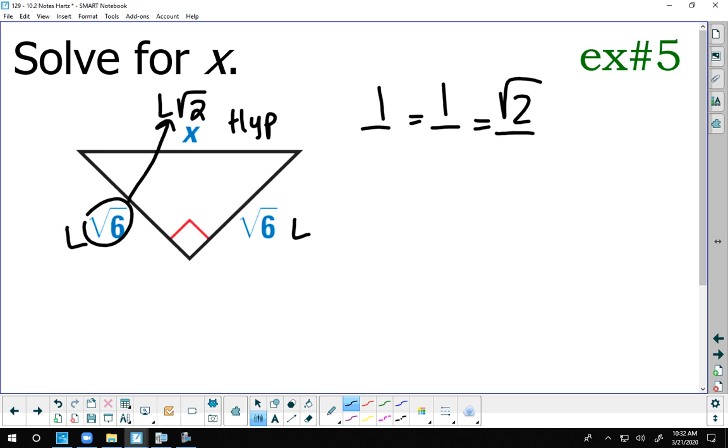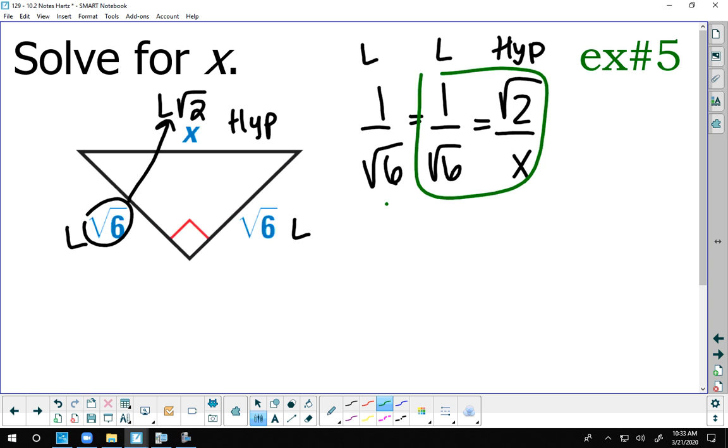So you always start with 1, 1, square root of 2, leg, hypotenuse. So my leg lengths are square root of 6, and my hypotenuse is x. So now we can just cross multiply. I'm going to use these two. Remember, these two are always going to be the same, so it doesn't matter which one you use.